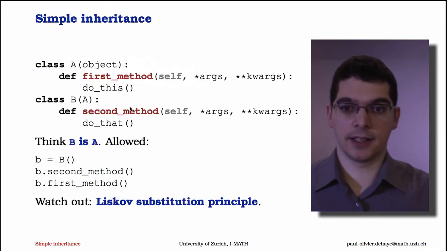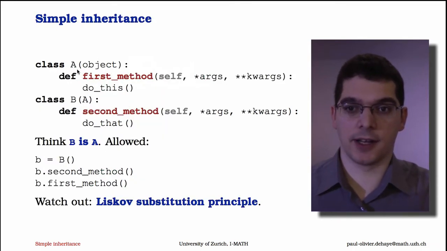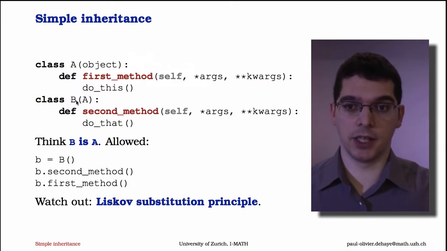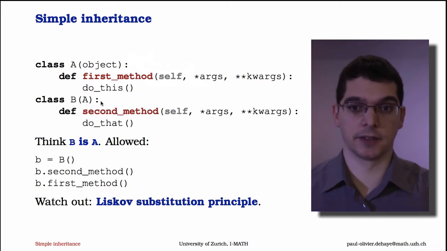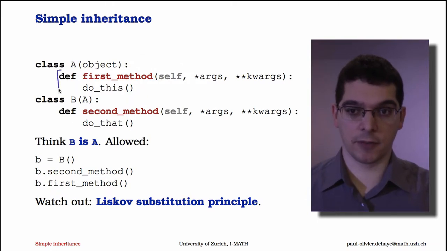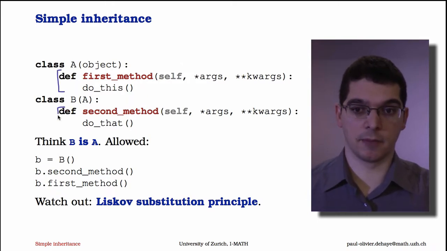So let's see an example. We have here a class A that inherits from object, and every class should always inherit from object either directly or indirectly. How do you inherit indirectly? Well, that's what class B does. B inherits from A, which itself inherits from object. I defined some other methods, but among them, I have first method for A and second method for B.